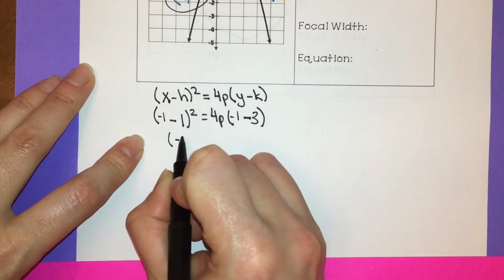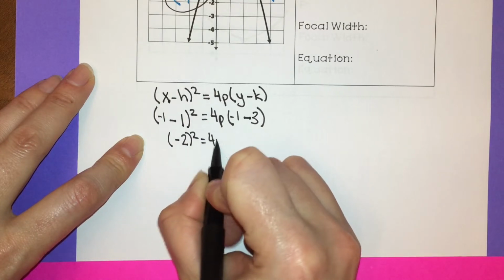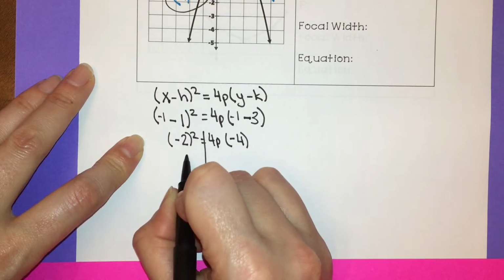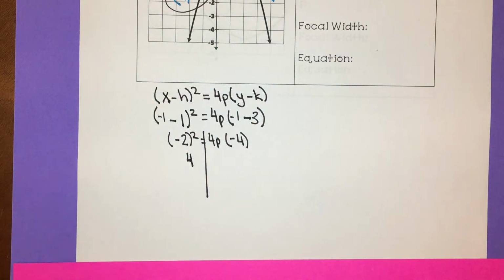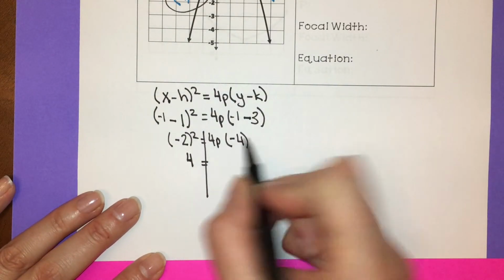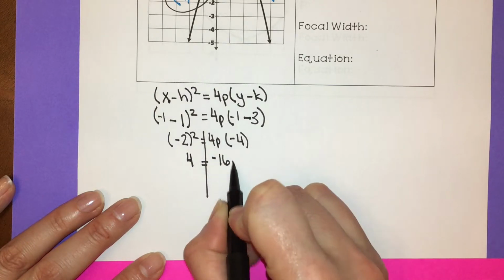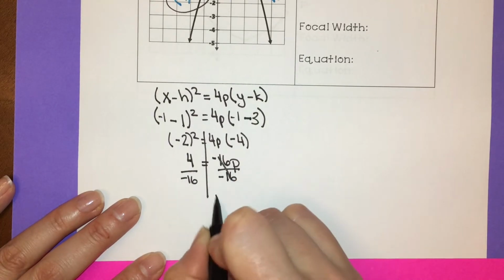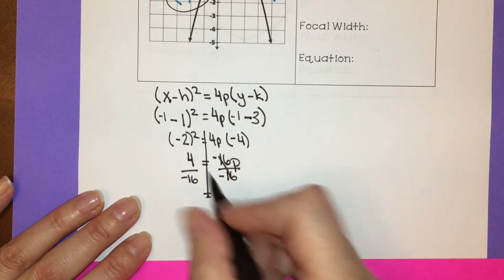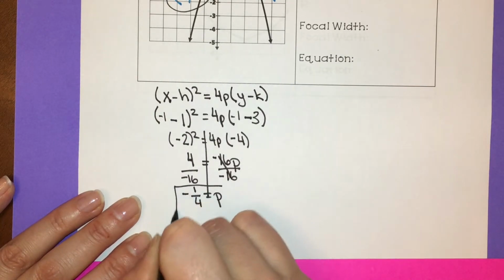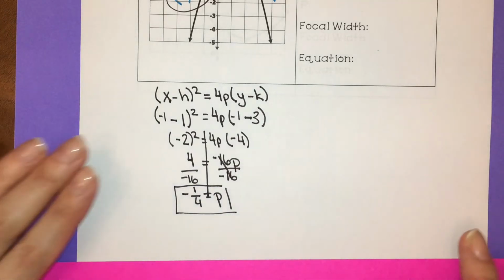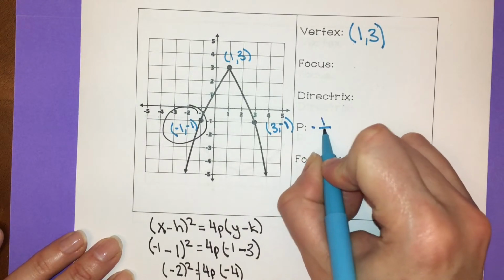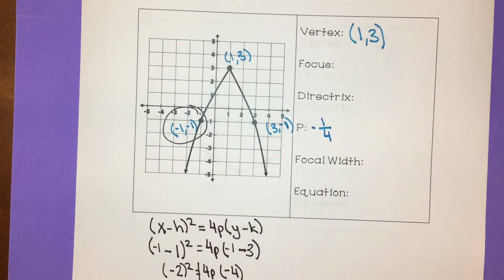-1 minus 1 is -2 squared equals 4p times -1 minus 3 is -4. -2 squared is +4 because -2 times -2 is +4, equals 4 times -4 is -16p. To get p by itself, divide both sides by -16, and p is equal to 4 divided by -16, which is -1/4. So in this case, p is a fraction, which is all right. So I know that p is equal to -1/4.